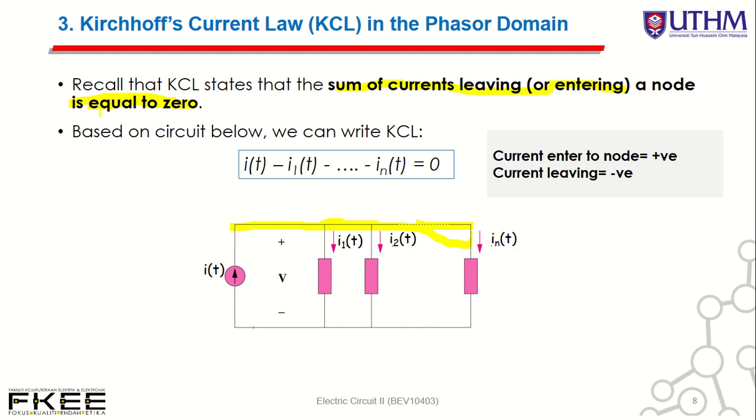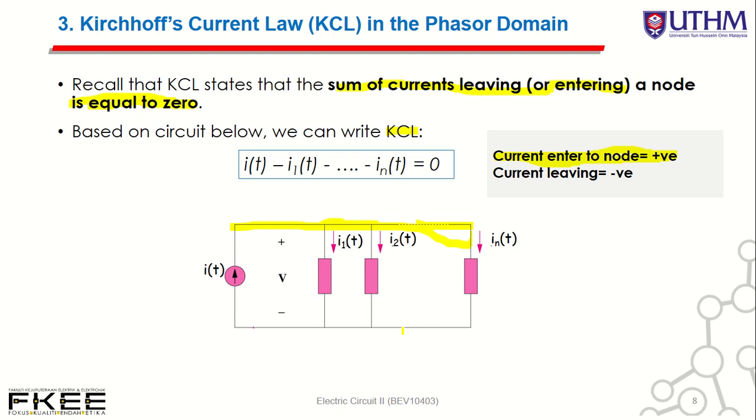So how do we write a KCL? For current entering the node, we use a positive notation. Currents leaving the node are negative: minus I1, minus I2, minus In equal to 0. Is it clear? Or in other words, you can write that current entering equals current leaving. That's all for KCL.